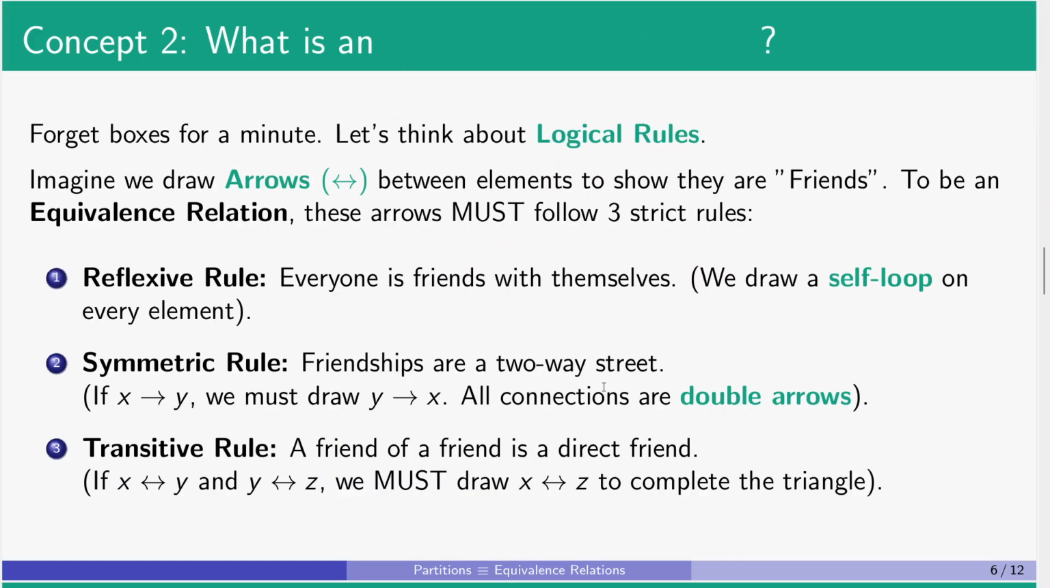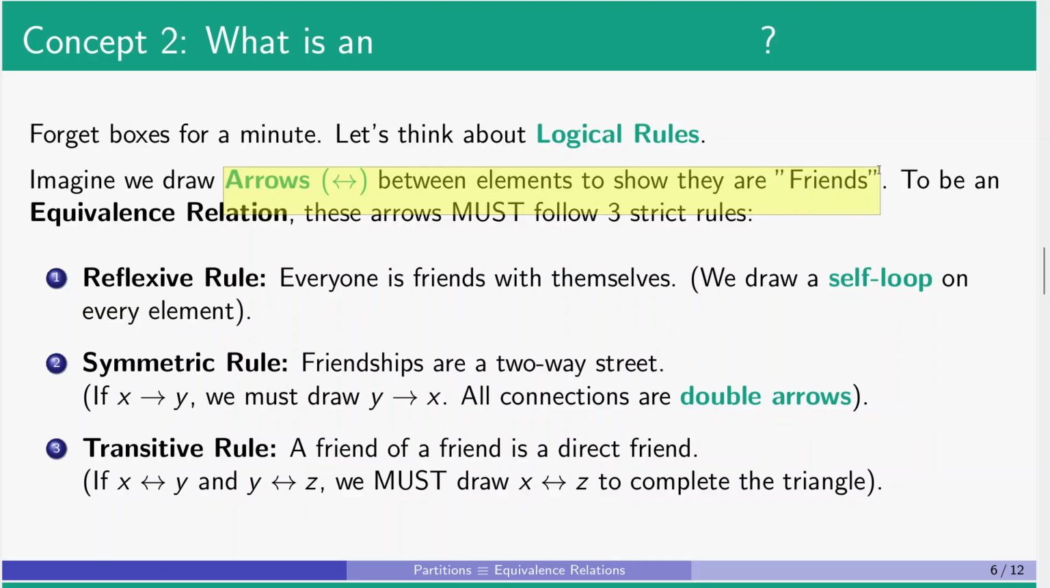Let us forget about boxes and rooms for a moment. We are going to think about the second method, equivalence relations. Instead of drawing physical boxes, we are now going to think about logical rules. Specifically, we are going to draw arrows between elements to indicate that they are, in some sense, equivalent to each other. For intuition, think of these arrows as friendship connections.